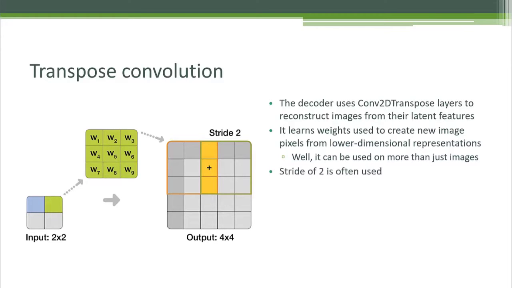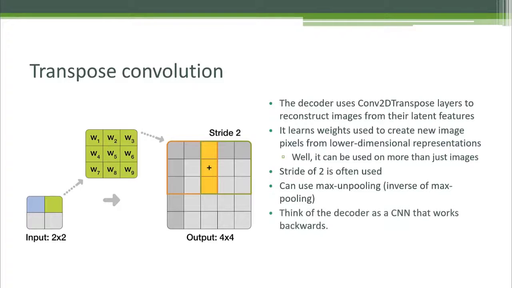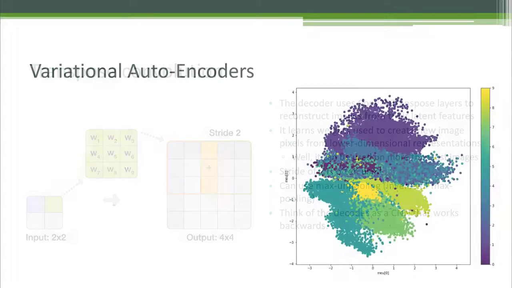We're trying to. You'll often see it used with a stride of 2. I've also seen some decoders where they intersperse strides of 1 and 2 at different layers if you need more complexity, but you'll probably see a stride of 2 in there somewhere. And again, we're going to be using max unpooling instead of max pooling, like we talked about when we talked about convolutional neural networks. So think of the decoder roughly as a CNN that works backwards. It's a good way to wrap your head around it.